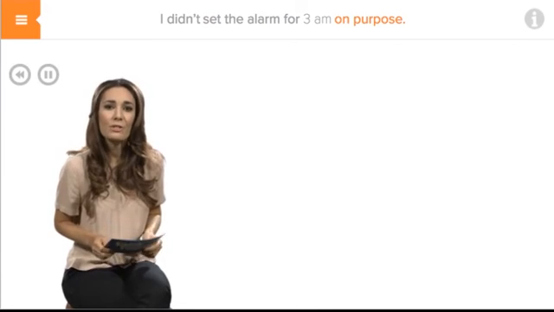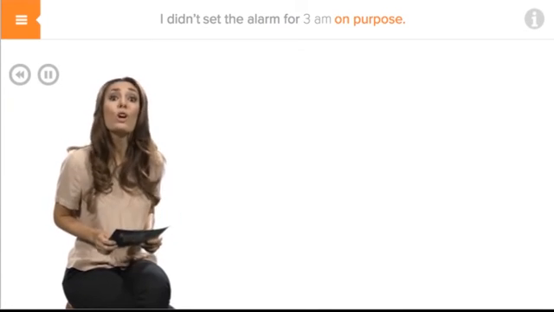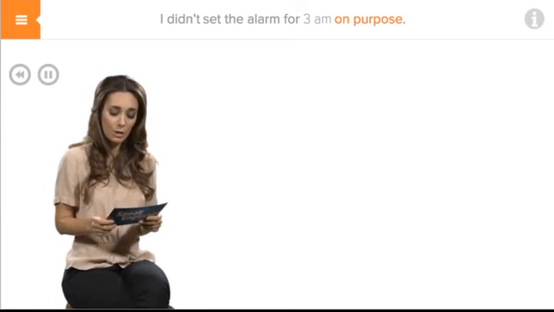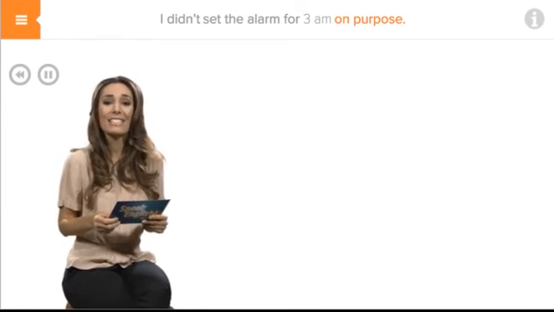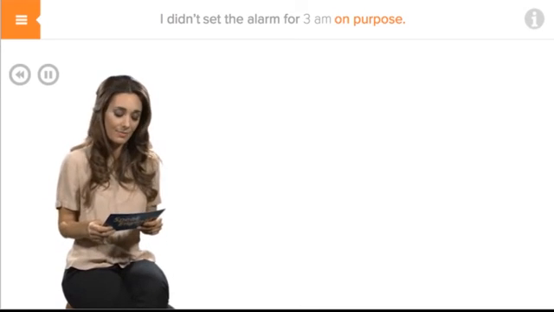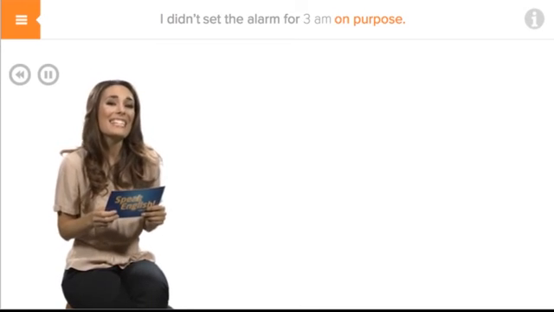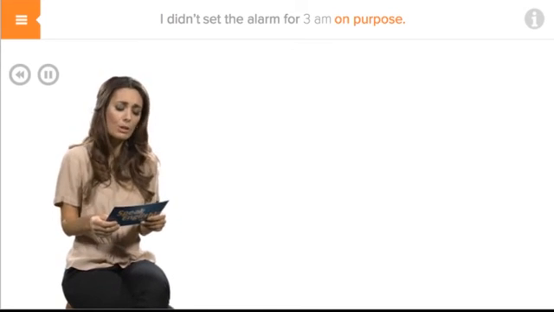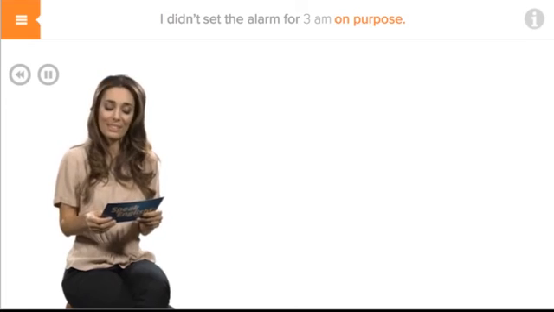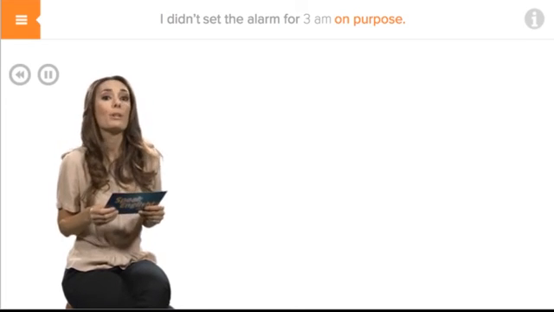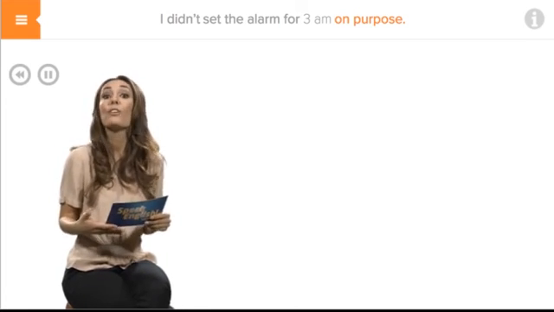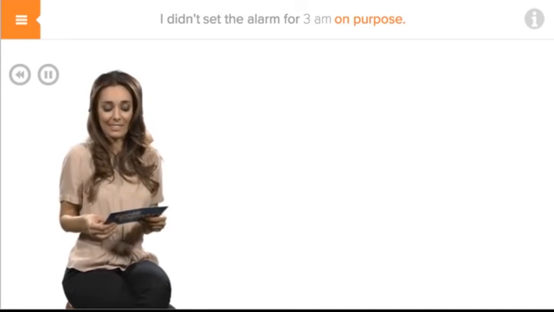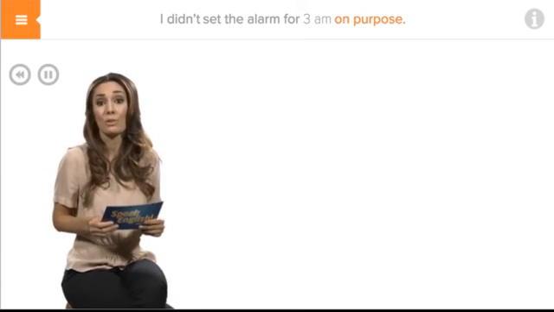On purpose es nuestra forma de decir a propósito o adrede. Por ejemplo, lo siento, no lo rompí a propósito sería sorry, I didn't break it on purpose. Y también podríamos usar intentionally en un registro un poco más formal. Por otro lado, el sustantivo purpose a secas significa propósito, objetivo o fin. Por ejemplo, what's the purpose of this meeting? ¿Cuál es el fin de esta reunión?